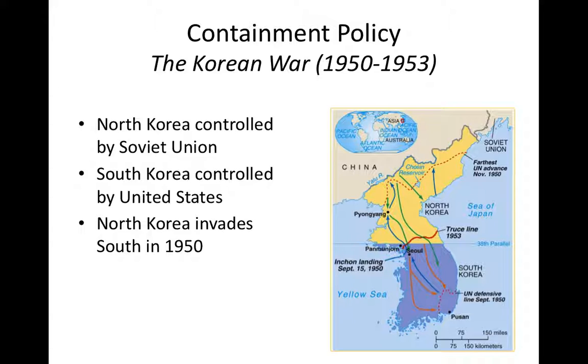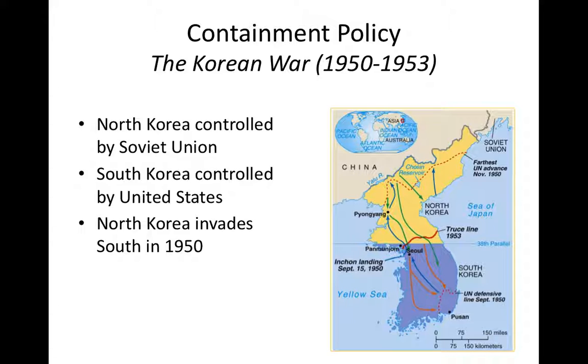So the fall of China to communism becomes one of the big calls to action for American policymakers, especially foreign policymakers, and military advisors in the 1950s and 1960s. And it is definitely the reason why the United States was so adamant about its role in the Korean War. The Korean War began in 1950 and ended in 1953, and it goes something like this.